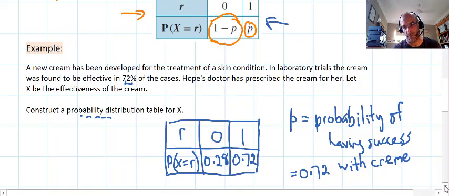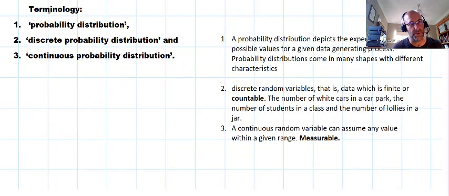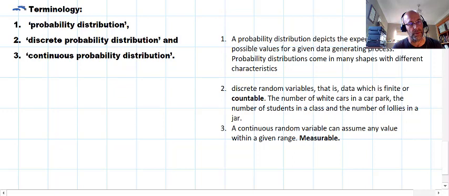That's our tabular form of the probability distribution. It's not the only form, it can be graphed, which you might know from your previous work. That terminology, just to be sure, hopefully you've got it sorted by the time you watch this video, but there are 3 terms here I want you to be sure that you understand and can recall. So the probability distribution. What is a probability distribution? Well, here's the definition. It describes or depicts the expected outcomes of possible values for a given data generating process. Probability distributions come in many shapes with different characteristics, and at the moment we're doing Bernoulli.